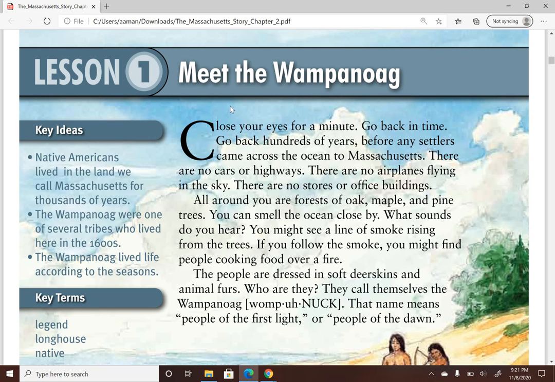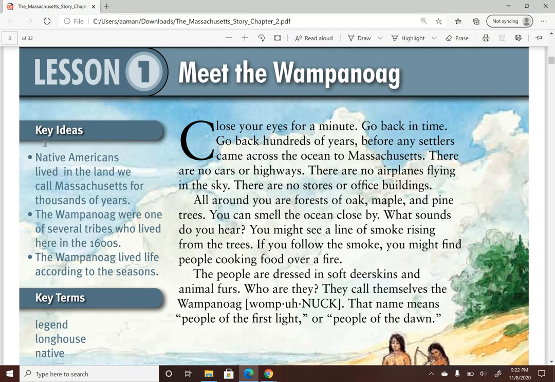You might see a line of smoke rising from the trees. If you follow the smoke, you might find people cooking food over a fire. The people are dressed in soft deerskin and animal furs. Who are they? They call themselves the Wampanoag. Wamp-a-nuck. I guess Wampanoag. That name means people of the first light, or people of the dawn.